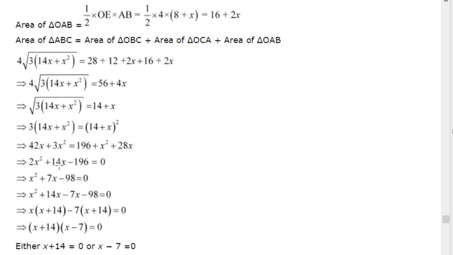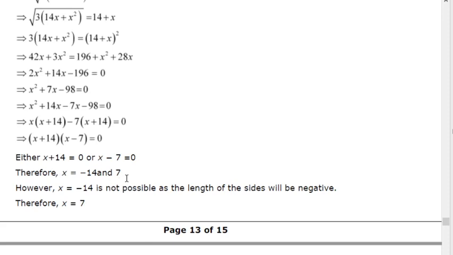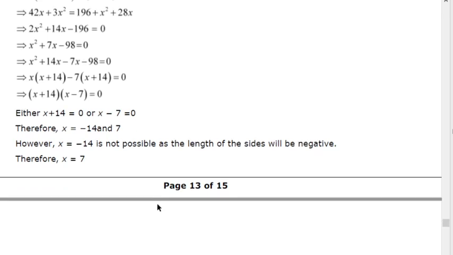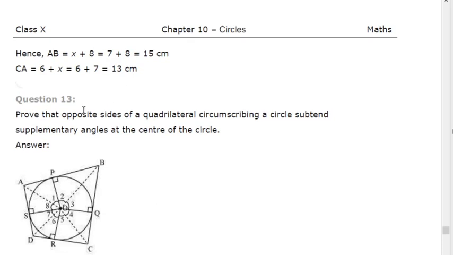Here is a quadratic equation. This quadratic equation is solved by using the factorization method, splitting the middle term. Now after this you will get minus 14 and 7. This minus 14 you can't take because a negative is not possible for the length of a side. So you choose x equal to 7. This is your required answer. Now the sides are this and this.